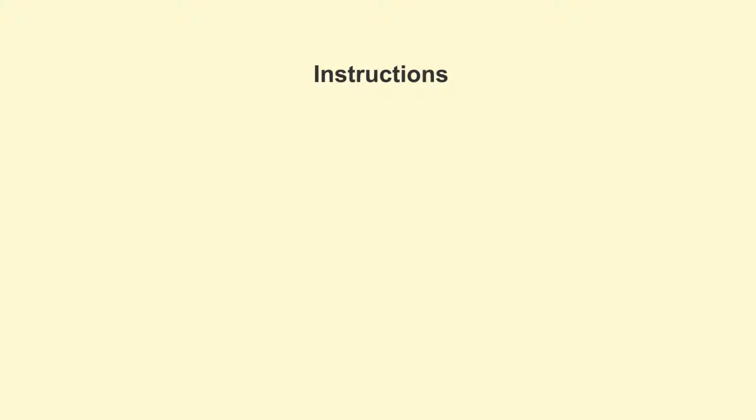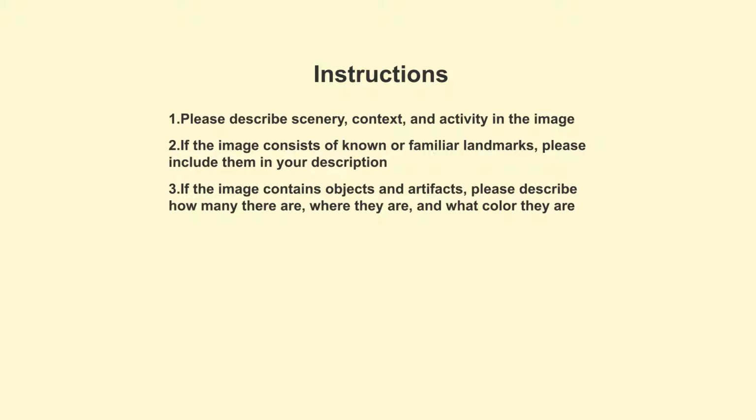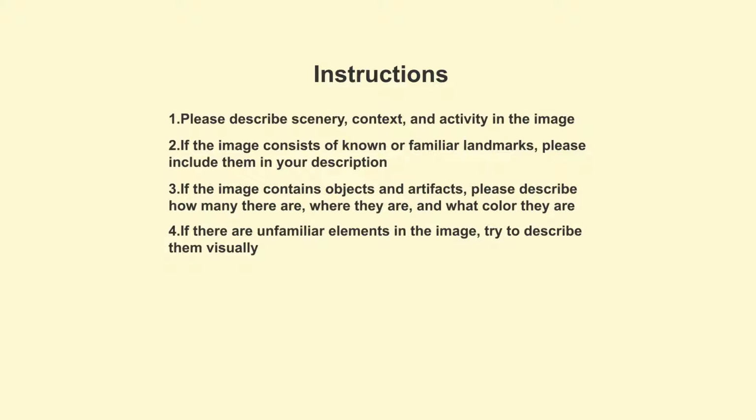Instructions. Please describe scenery, context, and activity in the image. If the image consists of known or familiar landmarks, please include them in your description. If the image contains objects and artifacts, please describe how many there are, where they are, and what color they are. If there are unfamiliar elements in the image, try to describe them visually.